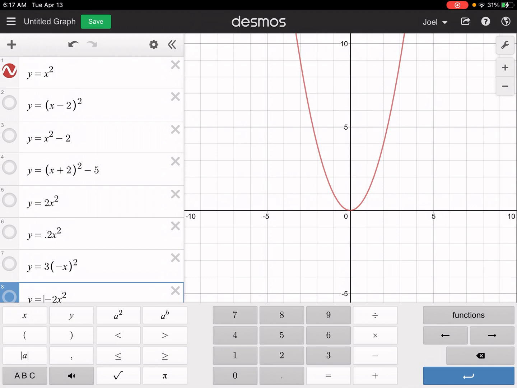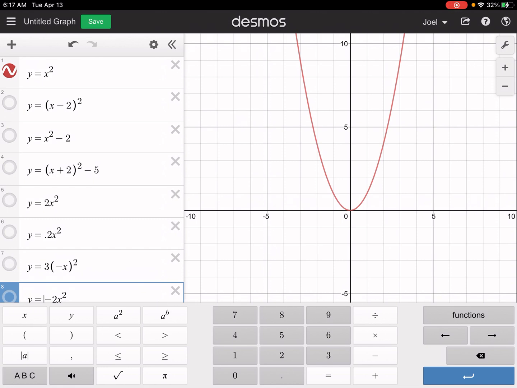Okay, so what I want to do is show you guys, and I've done this already a little bit with you, how modifying the equation moves this graph. So how do I modify the equation in order to move the graph to different positions?